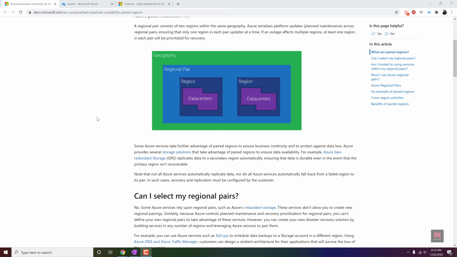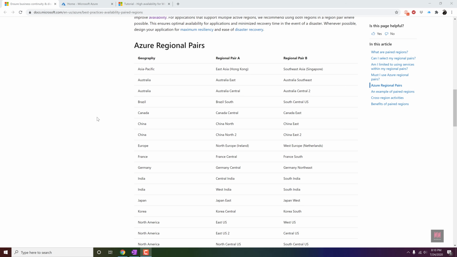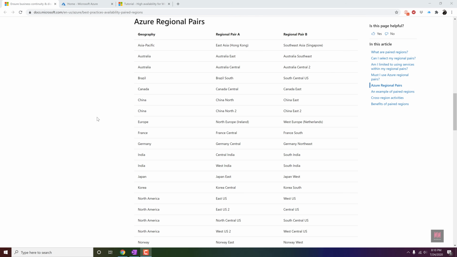I will show you where you can configure this option, but before that, let's try to understand a little bit more about the paired region, just to give you the basic idea. Here in the Azure regional pairs, you can see that these different regions have a region pair A and B. If you talk about Asia Pacific, and you have stored any resource in East Asia, any VM, any storage, or any other service, the paired region would be Southeast Asia. Similarly, if you store anything inside Australia East, you can choose Australia Southeast as a paired region.